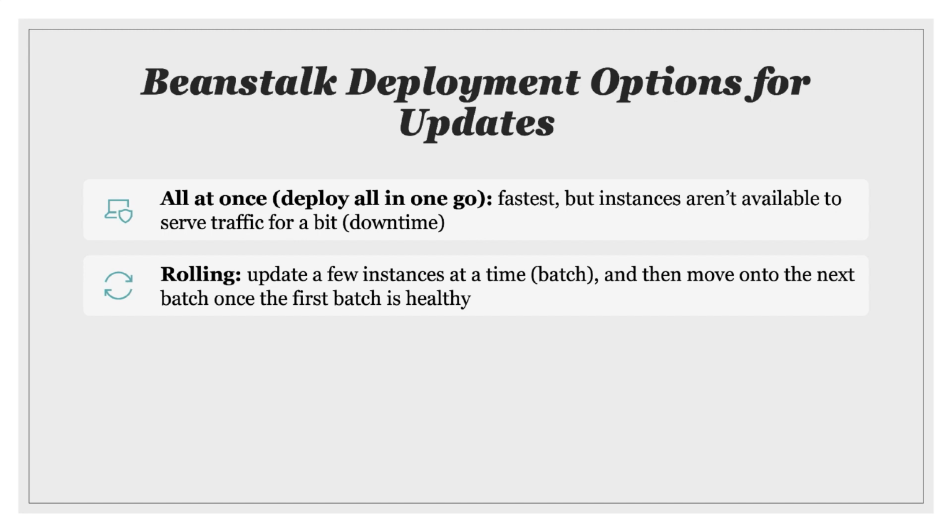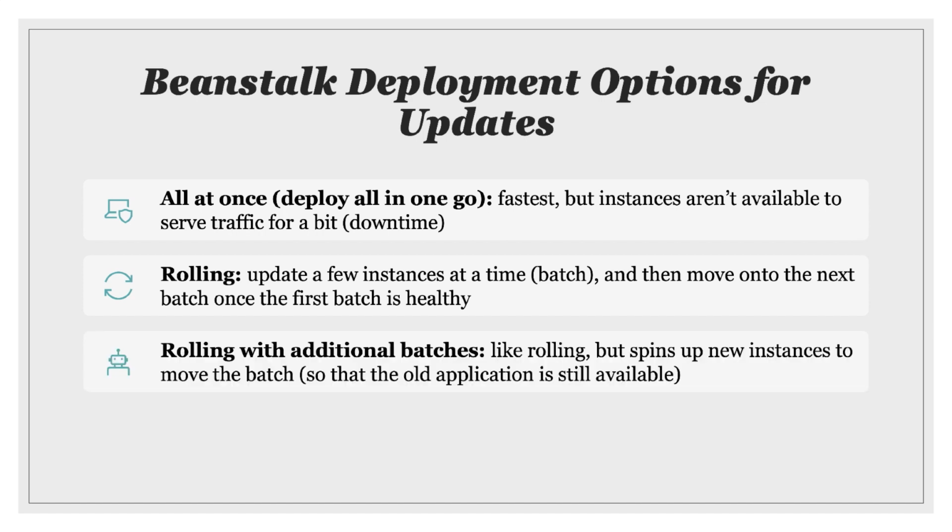You take a batch size. Once you update one batch of the instances, and once that batch is healthy, you move on to the next batch of instances. Rolling with additional batches. Over here, just to ensure that you don't lose the capacity, you spin up some new batches and then you go with the same concept.